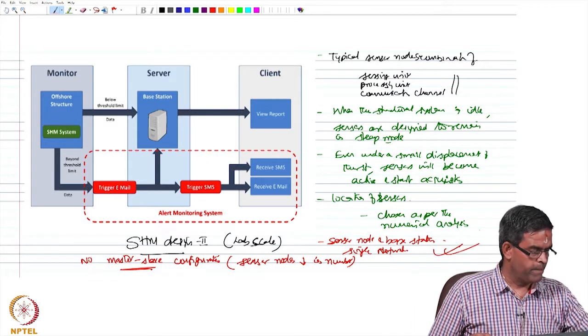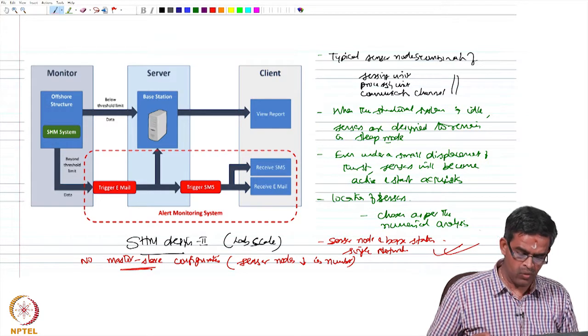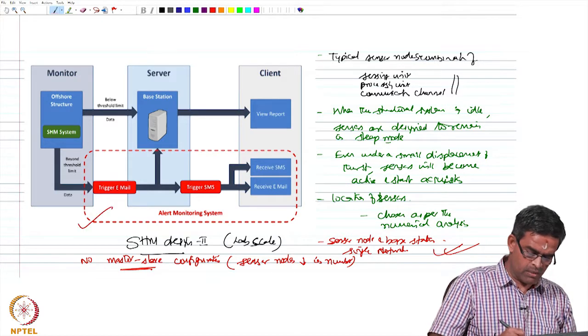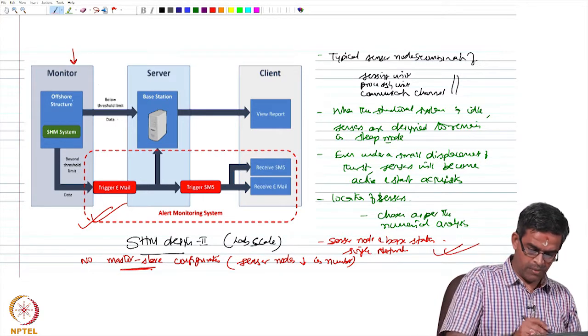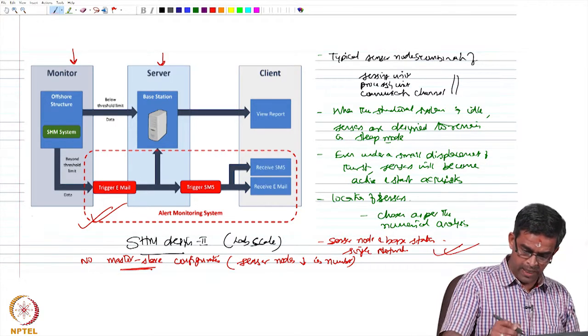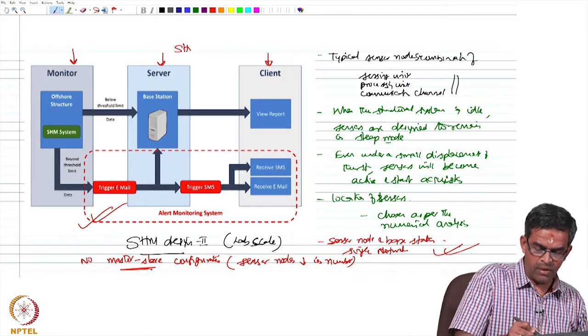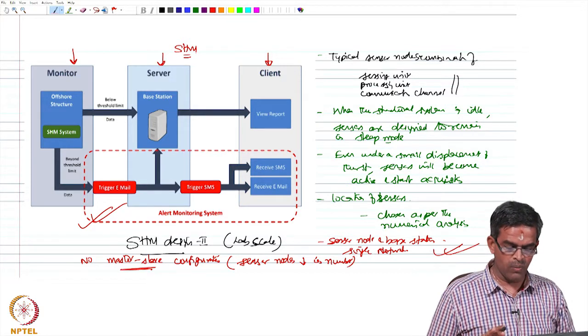Okay. Now, if you look at this figure which is talking about the layout, there is an additional system that we have generated in this, which is the alert monitoring system. So, you monitor the system, communicate to the server, then get the report on the client server. This is a standard system that we have for SHM, which can be applicable to real time monitoring also.